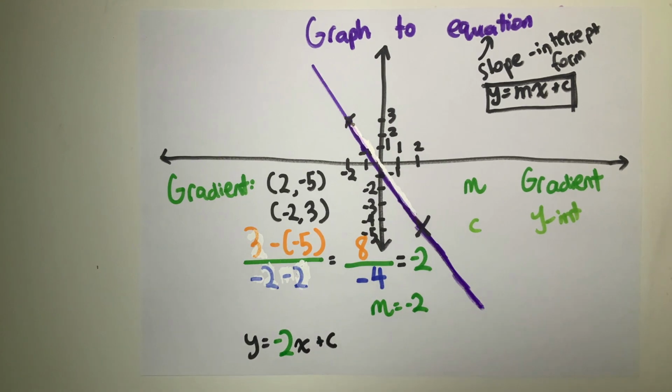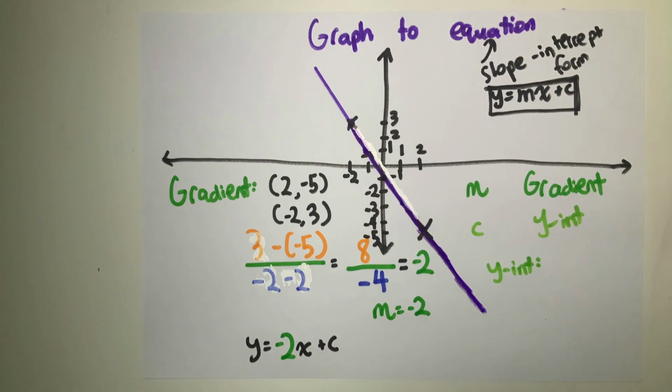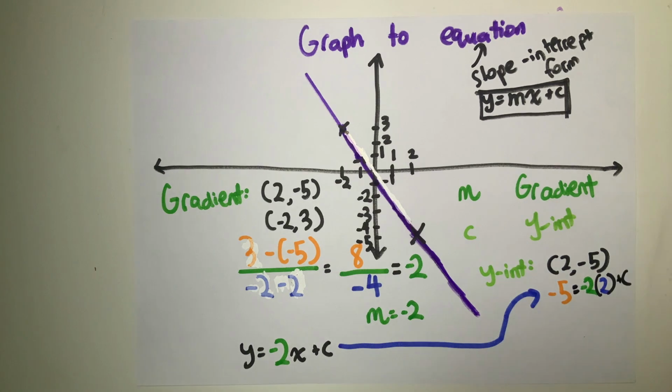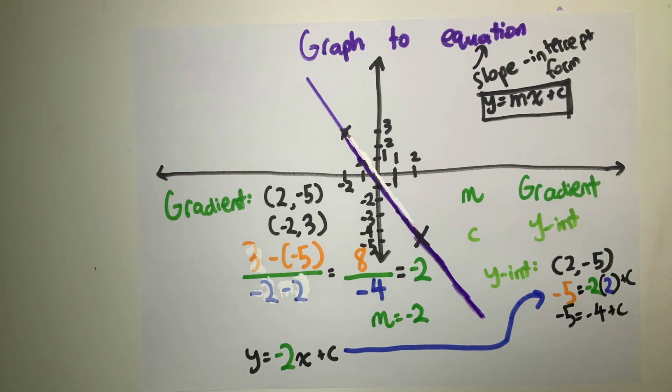To find c, pick another point on the line with known coordinates. Substitute the x and y in the equation with the respective coordinates and solve to find c. In this example, we can obtain y = -2x - 1.